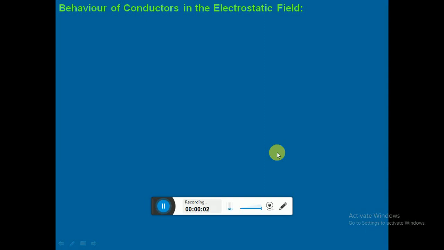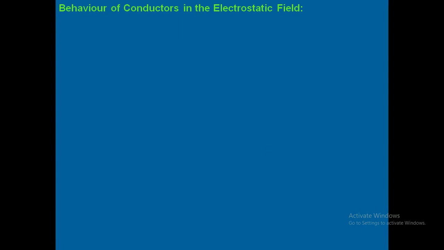Hello, dear students. Today we'll see the behavior of the conductors in the electrostatic fields. In an electrostatic field, we place some conductor. What would happen to the free electrons of the conductor, and how the different properties would be associated with the conductor when it is placed in the electrostatic field.